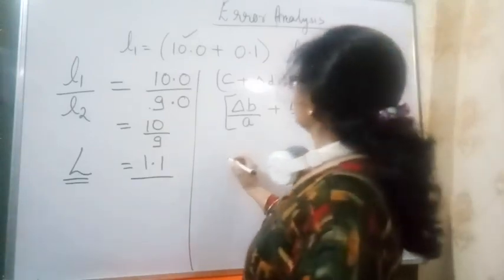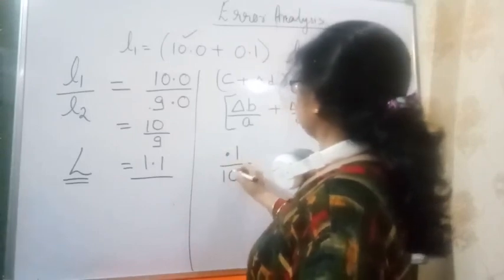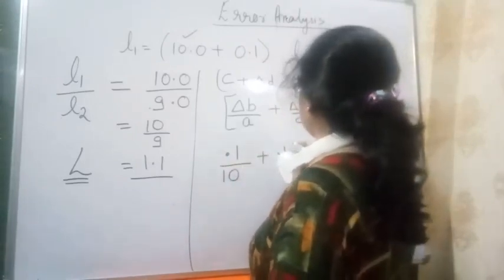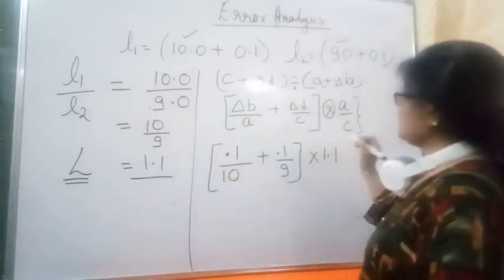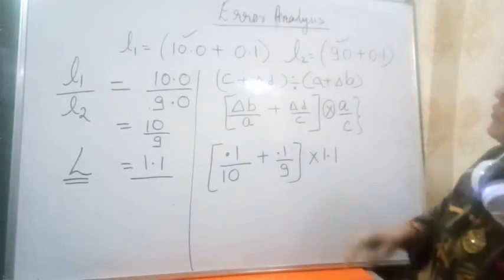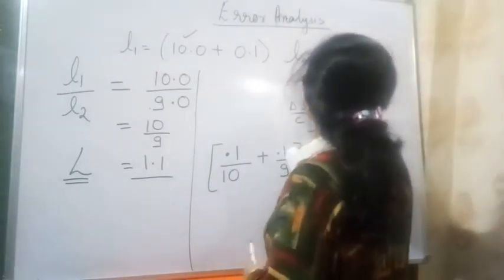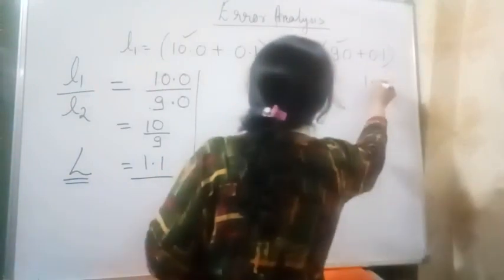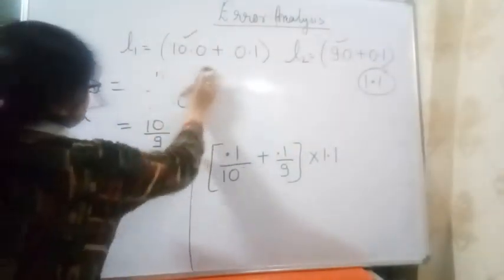That means 0.1 over 10 plus 0.1 over 9 into 1.1. Clear? Now I think you can solve it easily. Just do it. Here we got the value 1.1. I will write it there. Now see on the blackboard.